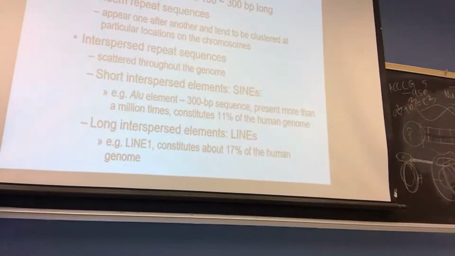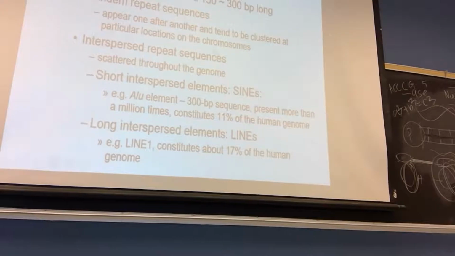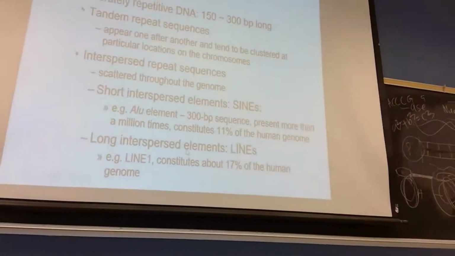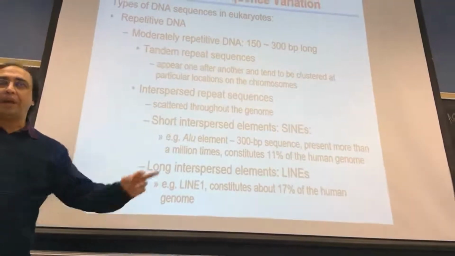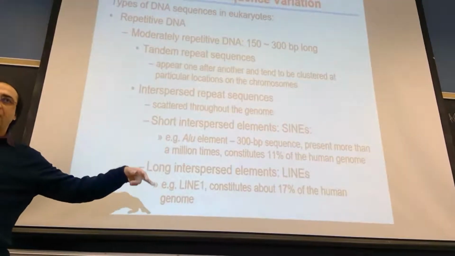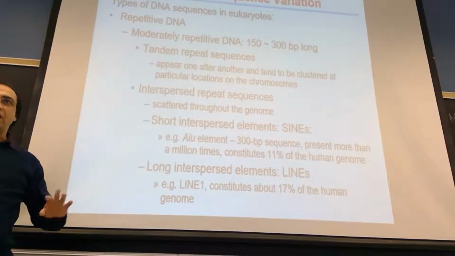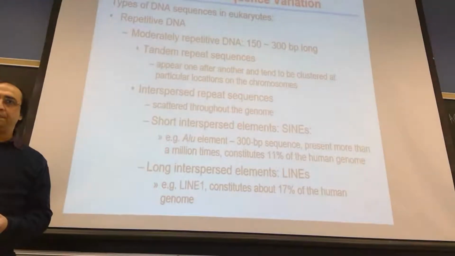Another is called LINE, long interspersed repeats, and this is almost 17% of the human genome. A particular sequence, about 1,000 million copies are there, containing 17% of the human genome. We don't know why.